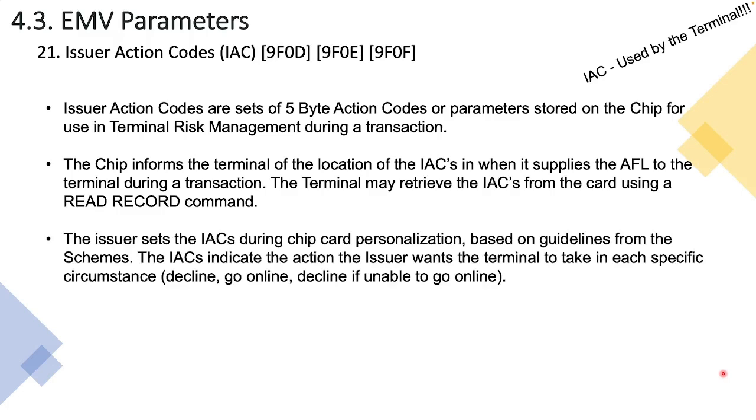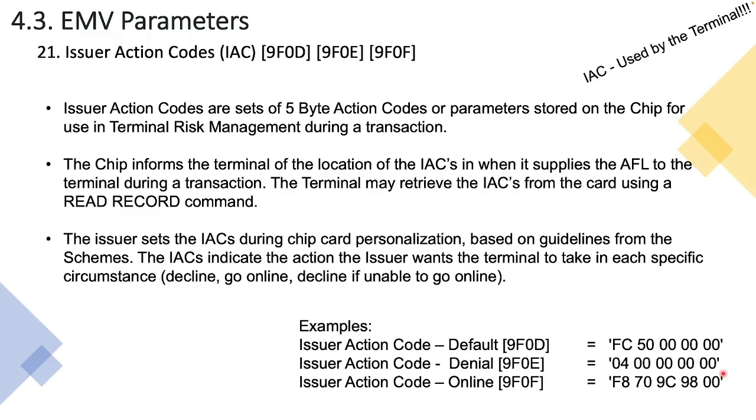The issuer sets the IACs during chip card-based personalization. Okay, and these are generally based on broad guidelines from the schemes. The IACs indicate the action that the issuer wants the terminal to take in each specific circumstance. And we'll go through the circumstances as we talk through the issuer action codes. But basically, it drives the decisioning around whether we should decline the transaction immediately offline, whether we should go online, or whether we should allow a transaction to approve or decline if it cannot make an online connection.